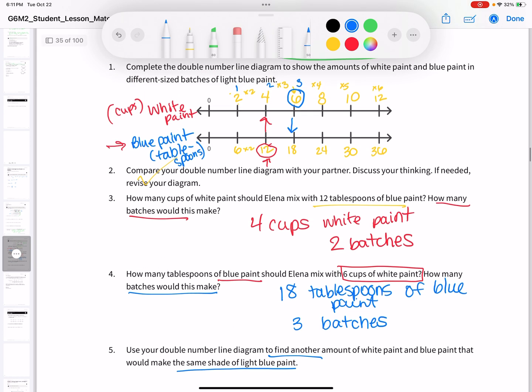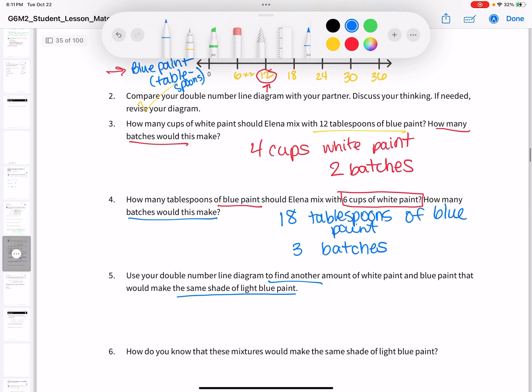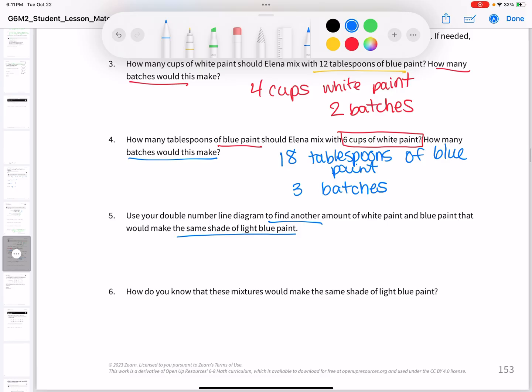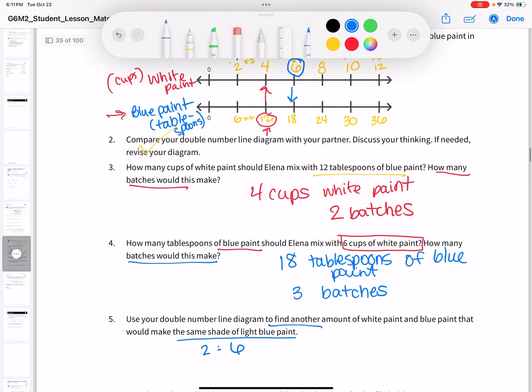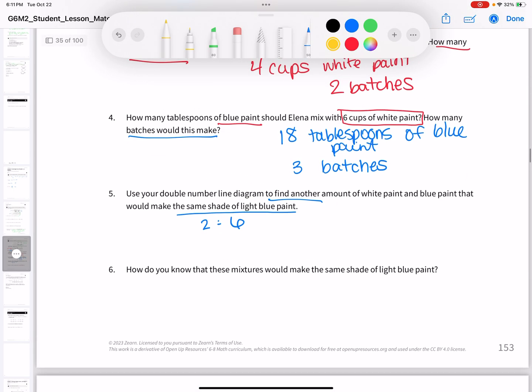So we could do this one here. We would need 12 cups of white paint and 36 tablespoons of blue paint, and it will get us the exact same because our original was 2 to 6. Now we have chosen 12 to 36, right? So we're going to do 12 cups of white paint to 36 tablespoons. We know these are equivalent. Oh, okay. So it's just asking us to choose. So we choose 12 to 36. 12 white paint, 36 blue paint.